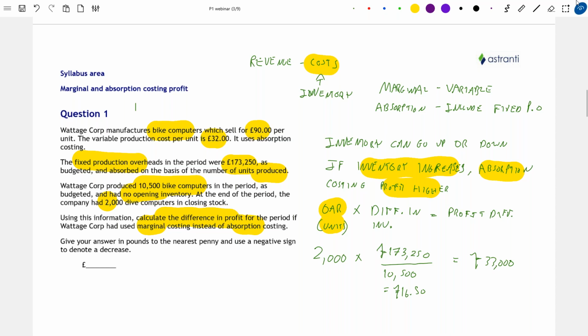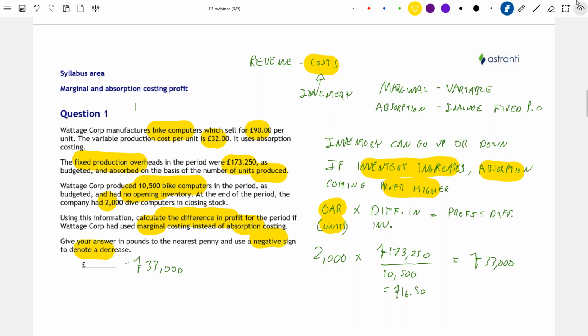Now, returning to our question, remember it's extremely important for you to read every detail of the question when it comes to your exam. We're told to look at the difference in the profit if the company had used marginal instead of absorption costing. So if it had used marginal instead of absorption costing, then profit would be lower, and it would be, as we've calculated, £33,000 lower, and I'll use a negative sign to denote a decrease in the profit.